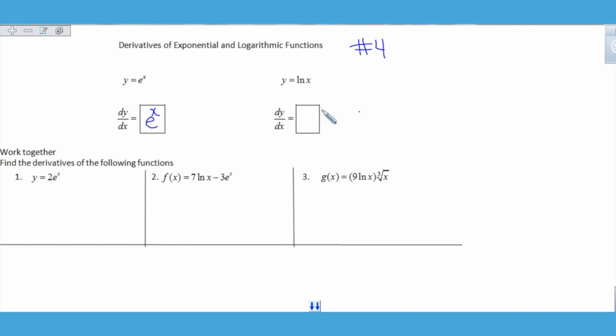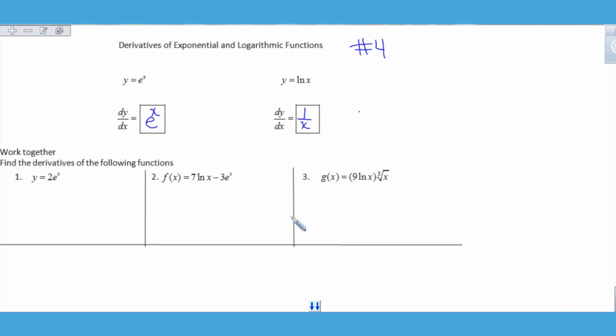And the other derivative I want to share with you is the derivative of natural log, and that is 1 over x. So we're just going to work through a few problems and talk about how these derivatives play into the derivatives and some of the rules that we've already talked about.